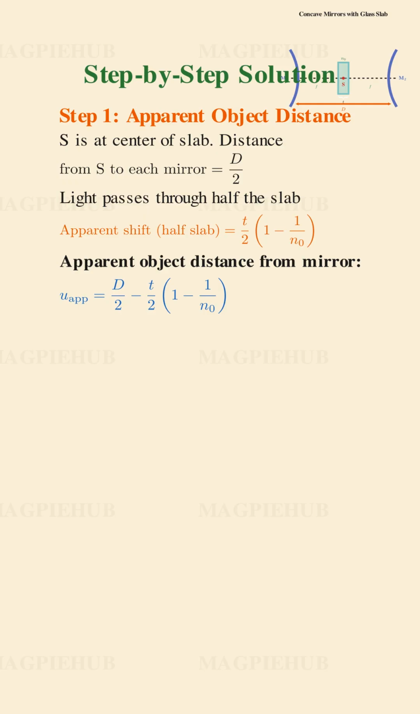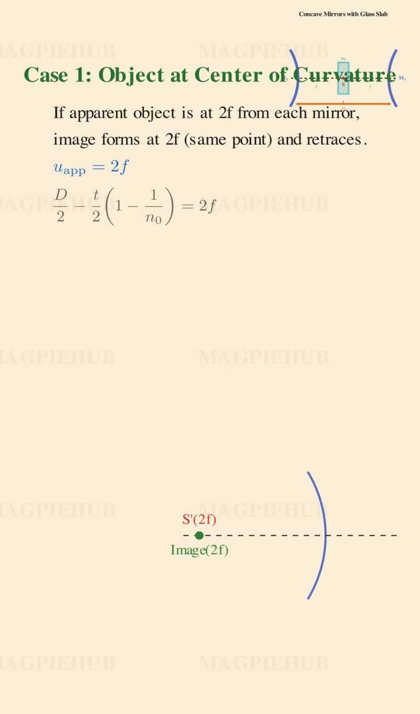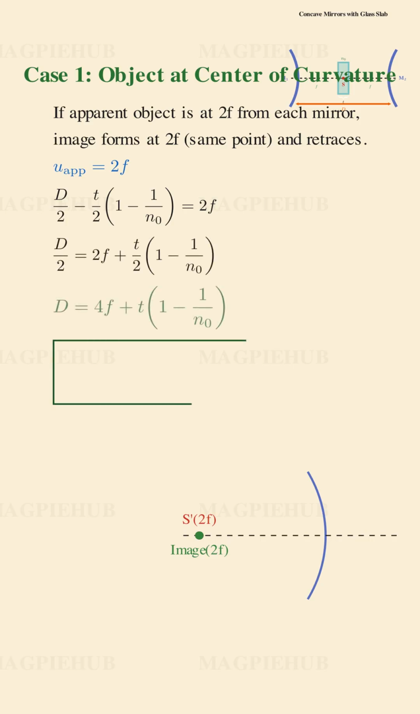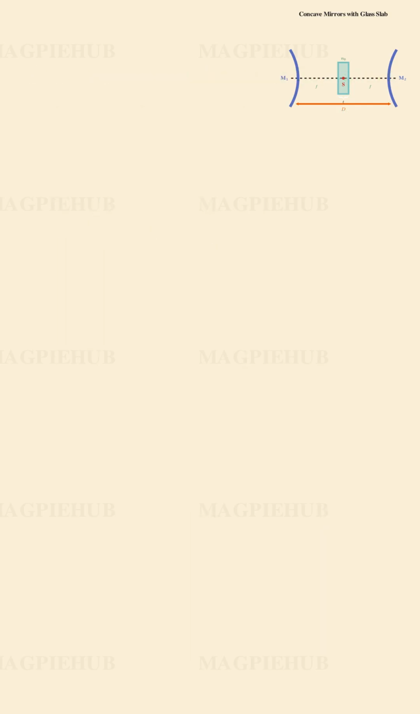Case 1. If the apparent object is at 2f from each mirror, that is at the center of curvature, the image forms at the same point 2f. The reflected light retraces through the slab and reaches S, setting the apparent distance equal to 2f, d over 2 minus t over 2 times 1 minus 1 over n0 equals 2f. Solving for d, we get d equals 4f plus t times the quantity 1 minus 1 over n0. This matches option A.